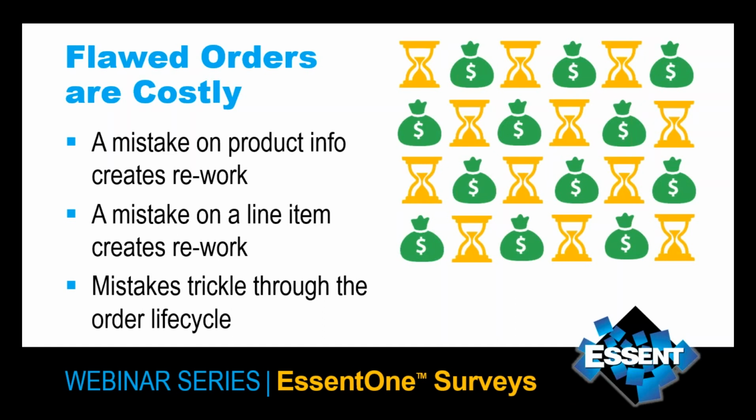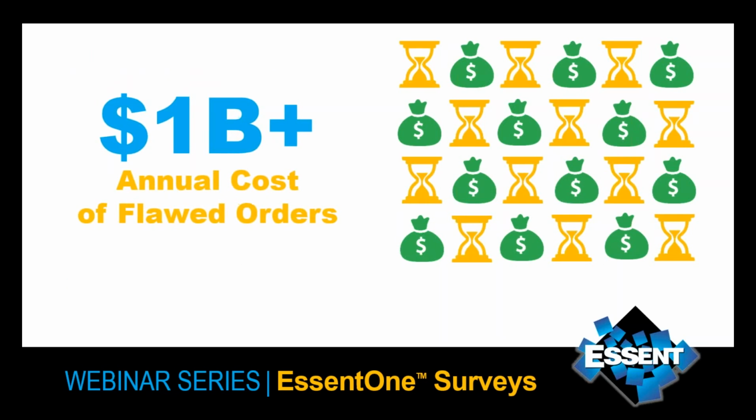All those mistakes take time to spot, discuss, correct, and otherwise manage. And they can involve distributors, decorators, suppliers, and end users, all of which is costly. Essent estimates that flawed orders cost the industry more than $1 billion annually in the time it takes to fix them.